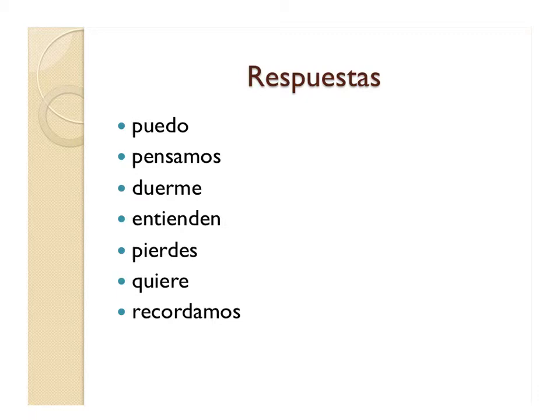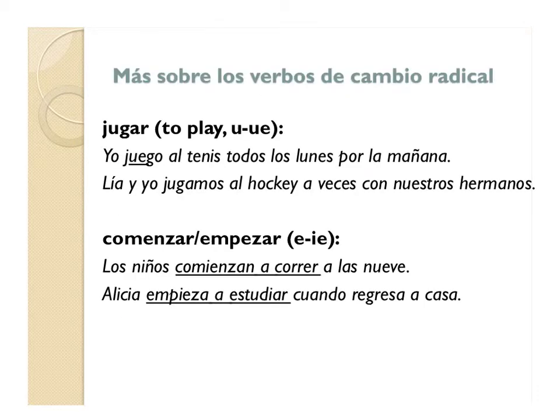Vale, bien, again, you can see that número 2 and número 7 are in the nosotros form, so there was no stem change. So carefully review those. And let's keep going. Bien. Let me tell you a little more about verbos de cambio radical.